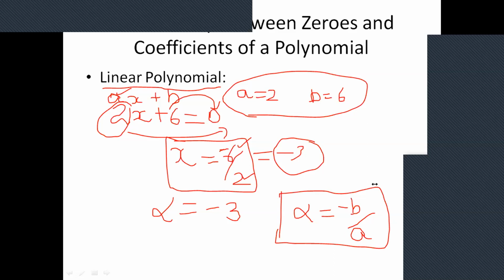Here, when it comes to the linear polynomial in one variable, it has one exact solution. So it becomes very easy for us to define the relationship between the solution and the coefficient. But when it comes to the concept of a linear equation in two variables, since it has infinitely many solutions, it cannot define the relationship so easily.